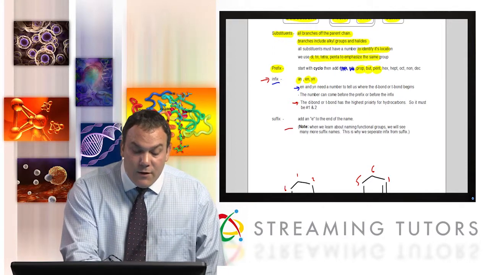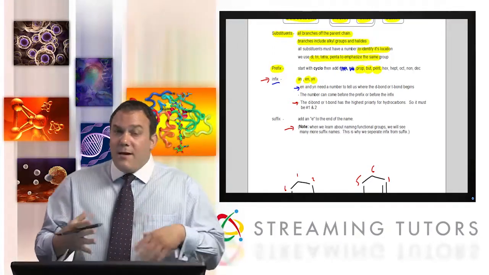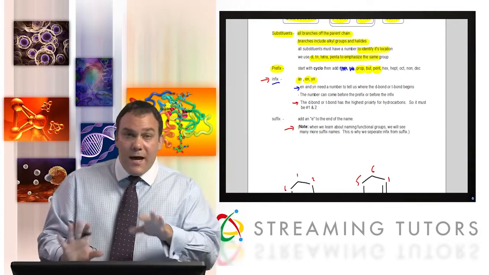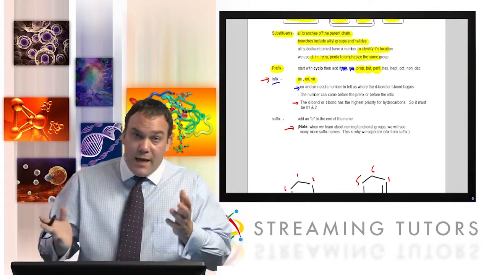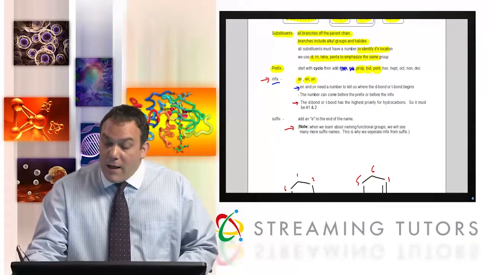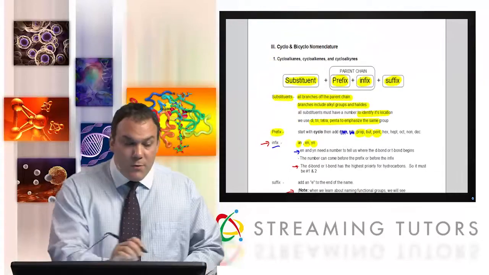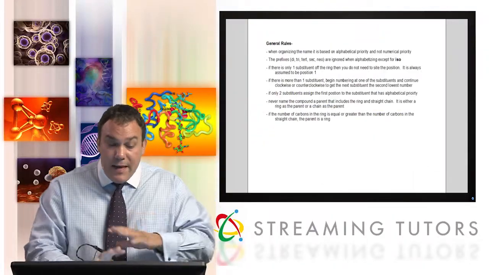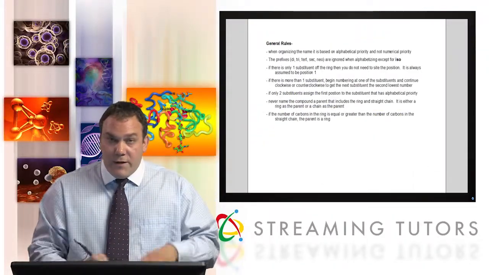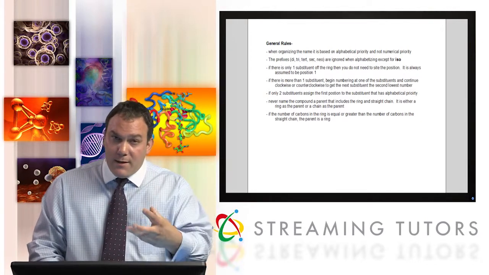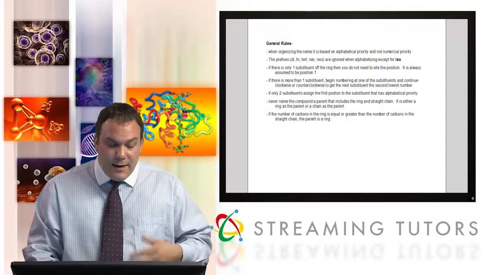Now, as I mentioned, we're going to see more examples of suffix changes, but not until the next video. So for now, just add an E for your suffix. All right, let's put this together, and I'm going to show you some rules as we go through examples. Now, here are the general rules, and you could read up on this, but it's really a practice thing, right? You have to work with me to see these rules in practice, and that's what we're about to do.